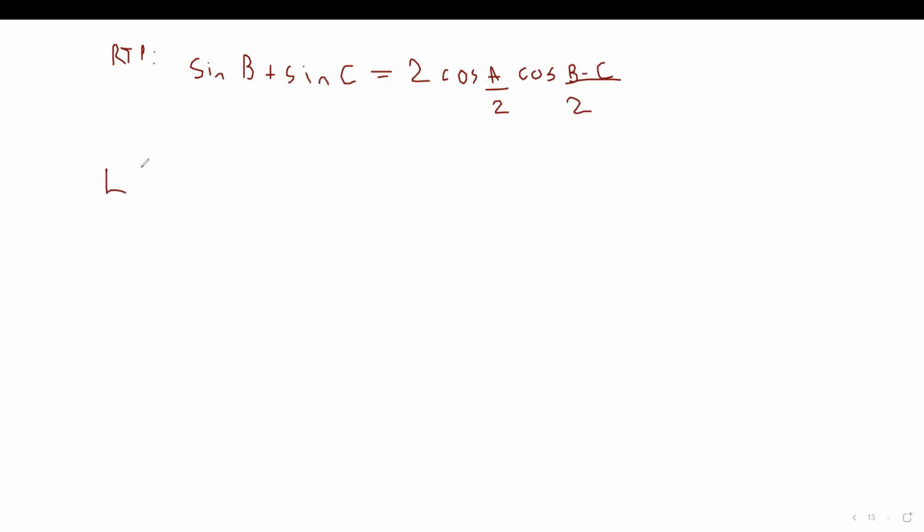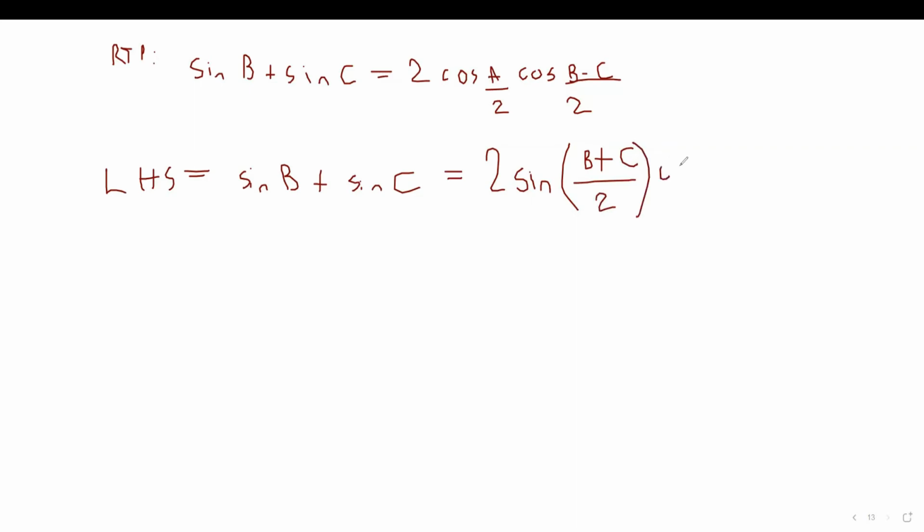So first, let's start with our left-hand side. Our left-hand side is equal to sine B plus sine C. Now to do this, remember how you find the sum of two sines. The sum of two sines is twice the sine of half the sum, which is B plus C over 2, times the cos of half the difference, which would be B minus C over 2.